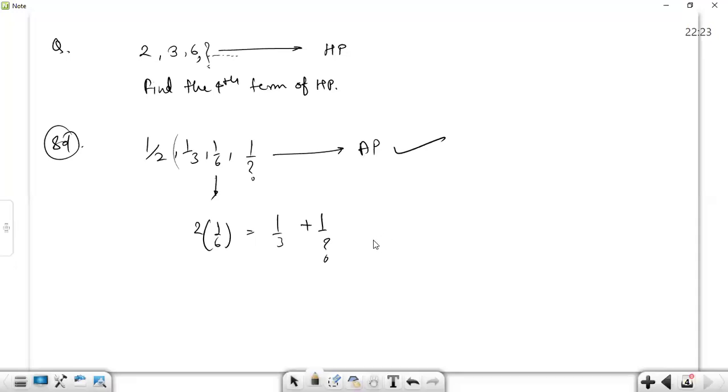Clear? Any doubts, anyone? How have I written so? Basically, the common difference between these two has to be equal to the common difference between these two. Clear? This becomes 1 by 3.